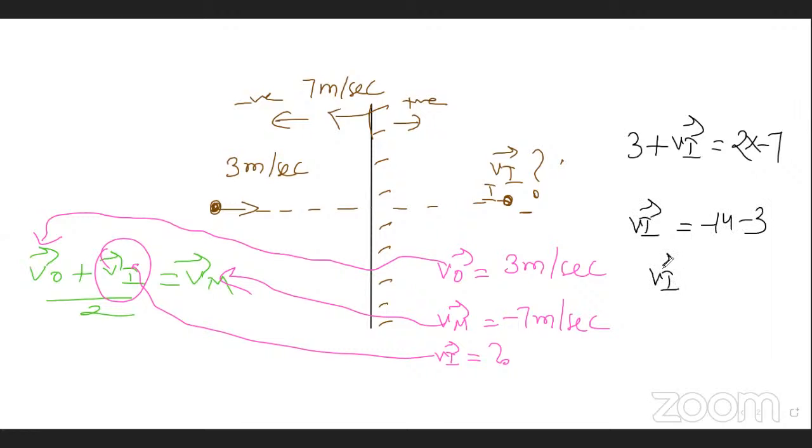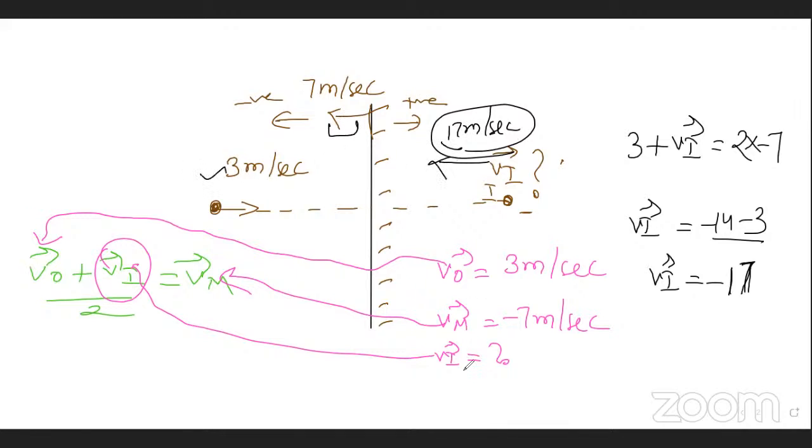Sorry, your answer is wrong. So it is minus 17. So the velocity of the image will be in this direction with 17 meters per second. See how much it changes. If the mirror is moving and the object is this, it will have 17 meters per second as the answer.